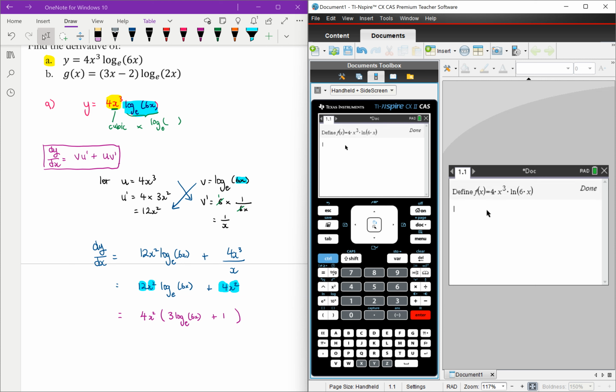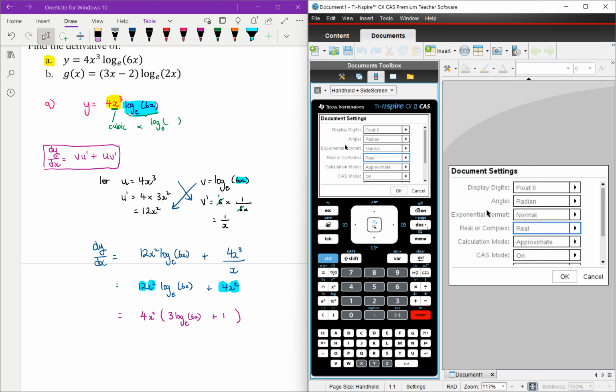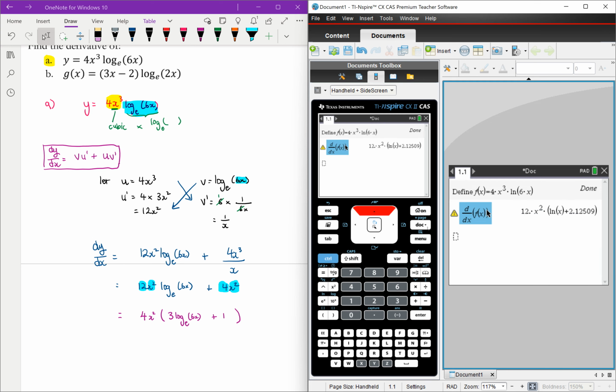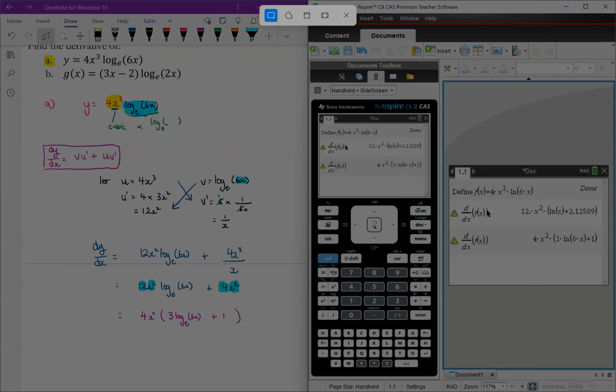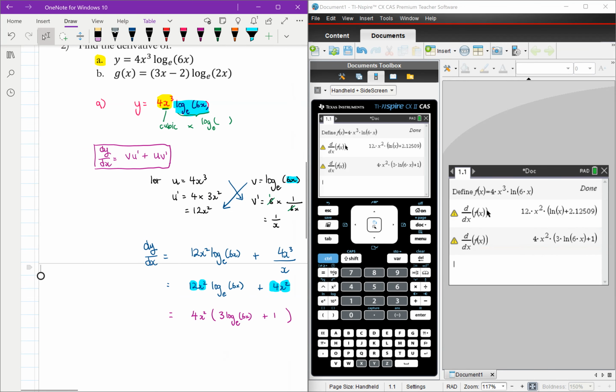So once I've defined, now you can do shift minus for the derivative d of f of x, and let's see what we get. And I forgot to change my settings. So here we go. Let's change our settings to make sure it is in exact value rather than approximate. And I'm going to do it again. So here we go. And that's exactly what I have. Let's screenshot that, shall we? Screenshot and paste.